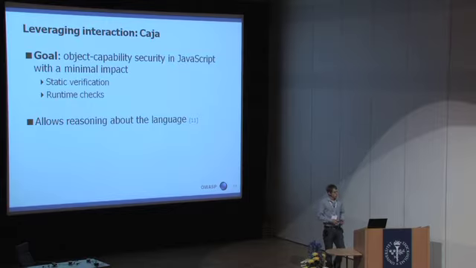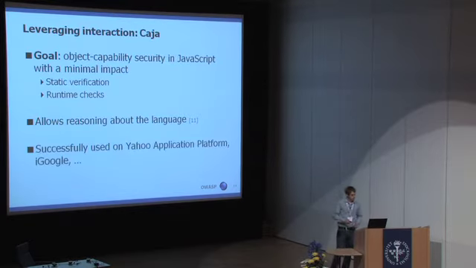The advantage of having a subset of JavaScript with some removed features is that it allows reasoning about the language, and this reasoning can be used to provide stronger security guarantees, such as proving formally that a subset is indeed secure. And this is research that has been done by Sergio Maffeis, which will be presented in another track later on today, I think. So Caja is successfully used on multiple websites, such as the Yahoo application platform or iGoogle, which allows you to create a mashup of multiple components.